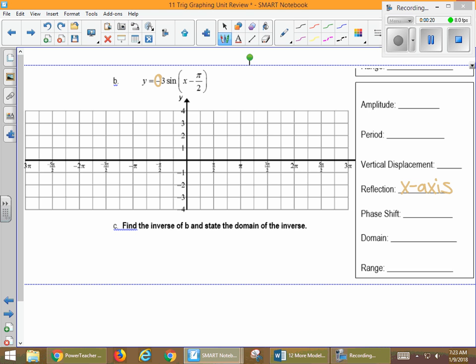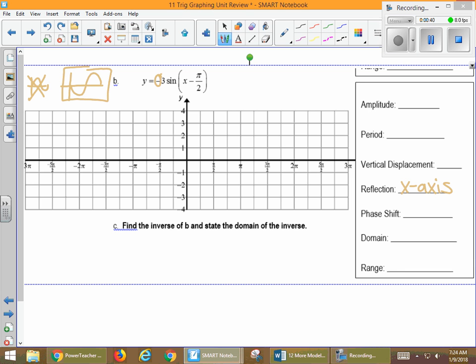I'm going to do myself a little sketch for what sine is going to look like then. So sine usually looks like a wave. And if we reflect that over the x-axis, my wave is going to go down and then up. So here's what I'm going to start with. That's what I'm going to do transformations to.